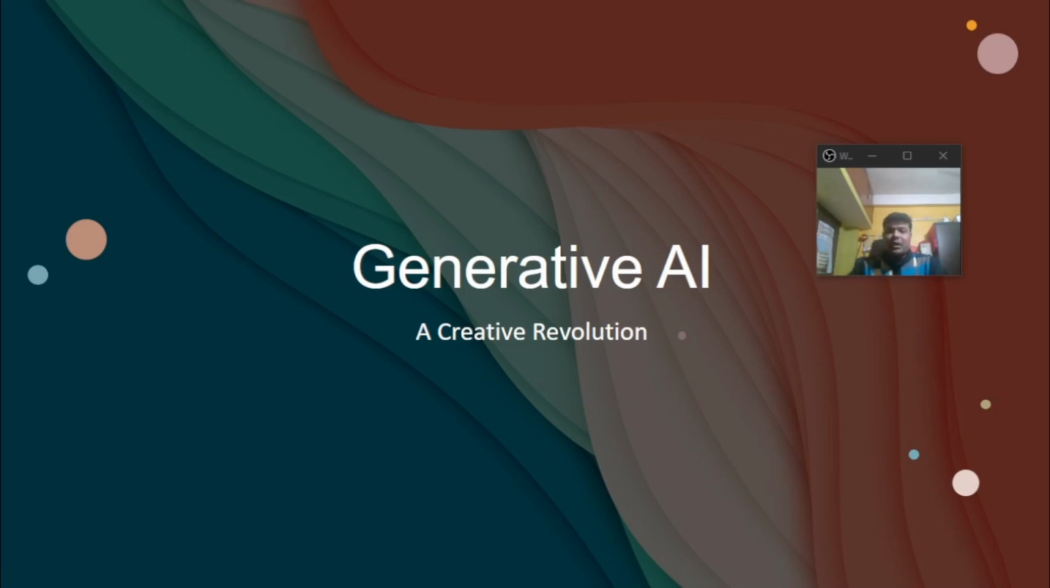Hello students, today I will discuss generative AI, which is a creative revelation. This is a chapter in your AI computer subject under CBSE for class 9. So let's begin.